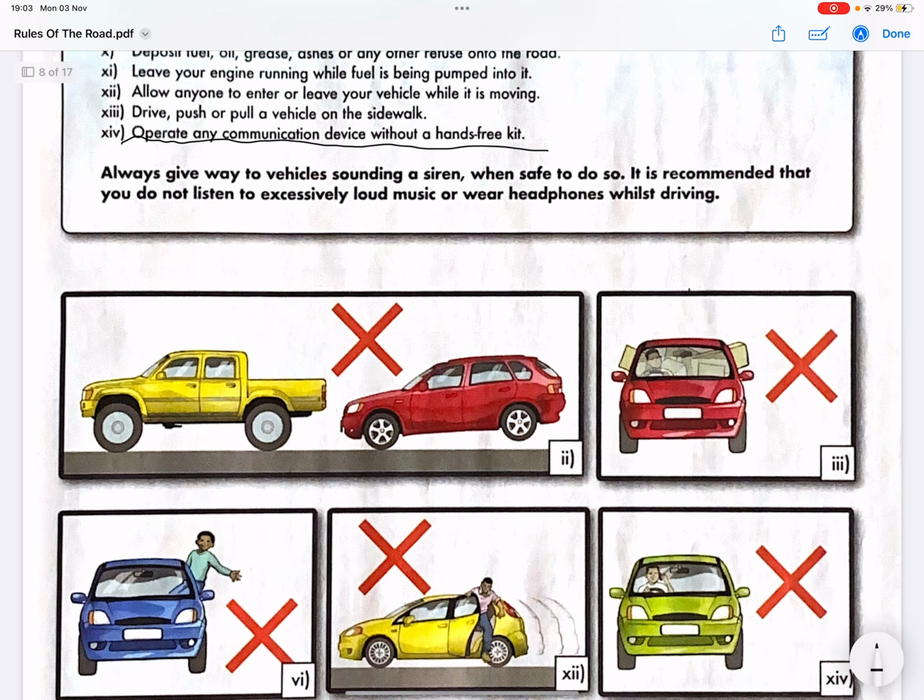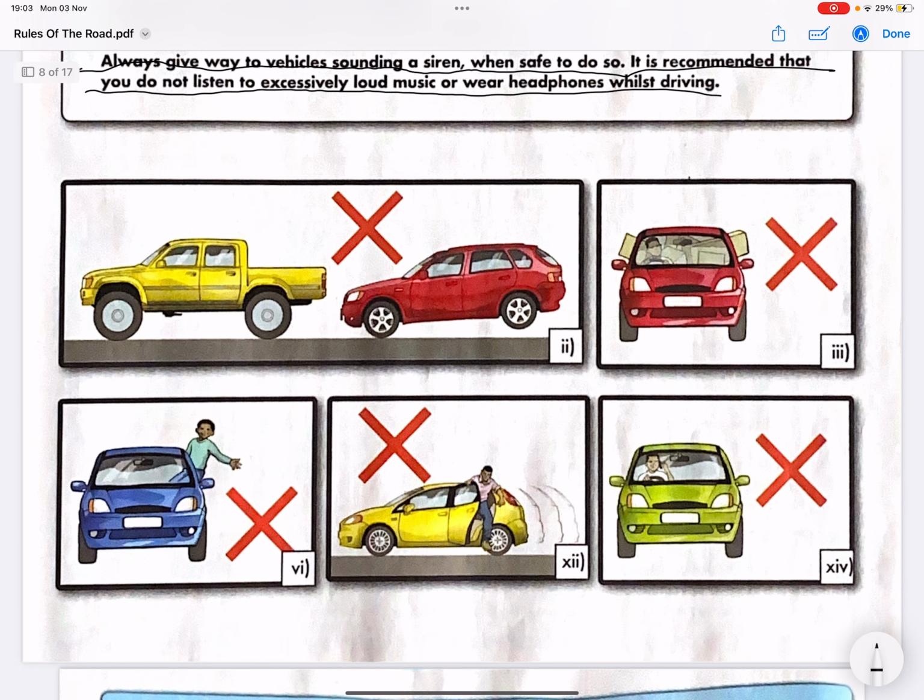So that means you cannot be talking on the phone. You must always give way to vehicles sounding a siren when safe to do so. It is recommended that you do not listen to excessively loud music or wear headphones whilst you are driving. Don't listen to excessively loud music when you are driving, because you will not even be able to hear other drivers when they are warning you, when they are hooting for you. You won't be able to hear them.